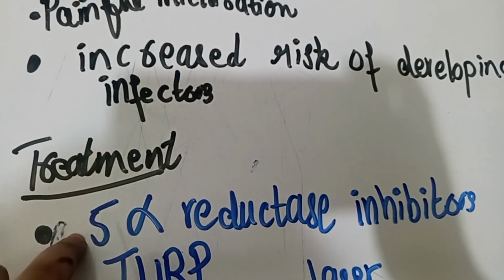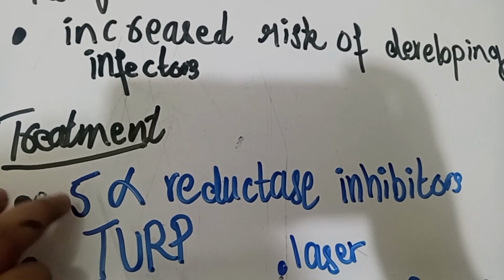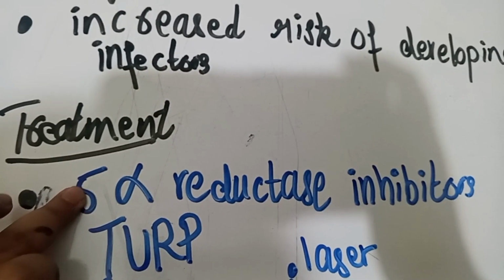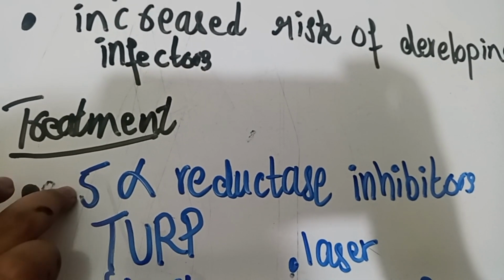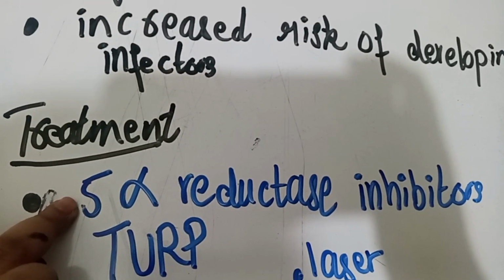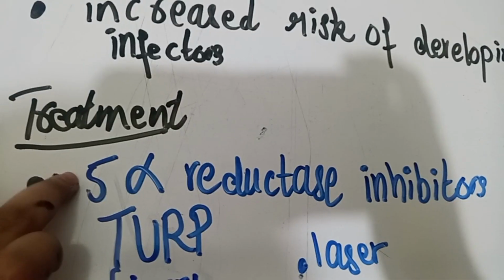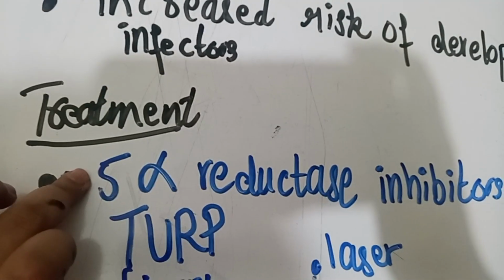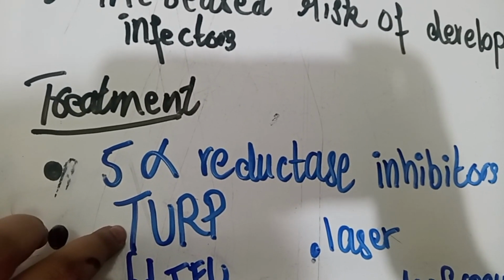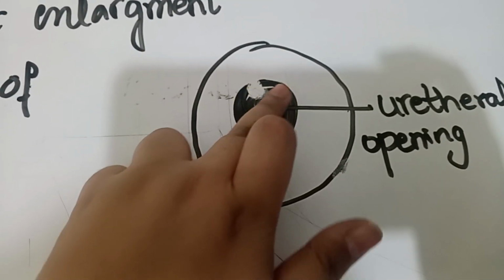And what is the treatment? In the treatment, we give 5-alpha reductase inhibitors. As you know, 5-alpha reductase is responsible for the conversion of testosterone into DHT, dihydrotestosterone, which is responsible for the pathology of developing BPH. So we give 5-alpha reductase inhibitors. We do transurethral resection of the prostate, that is TURP, where we resect from here.